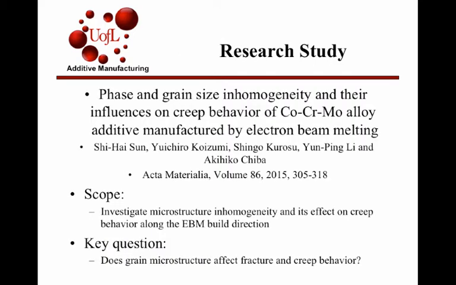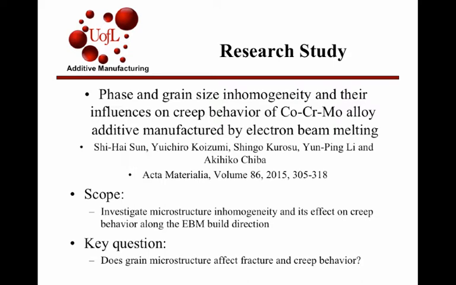So the research paper was titled Phase and Grain Size Inhomogeneity and Their Influences on Creep Behavior of Cobalt, Chromium, Molybdenum Alloy Additive Manufactured by Electron Beam Melting. The research is fairly new. It was done in 2015, and the scope of the experiment was to investigate the microstructure inhomogeneity and its effect on creep behavior along the EBM build direction.